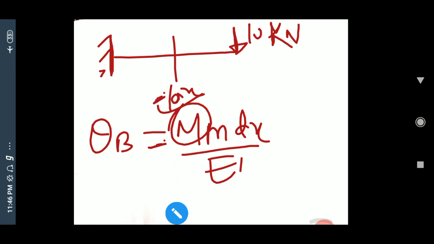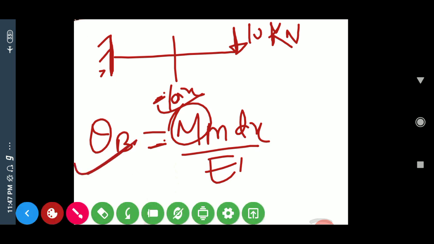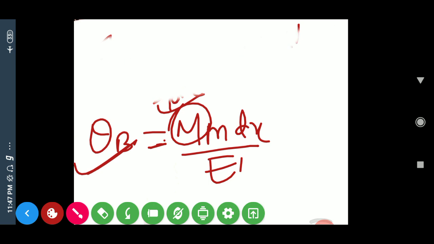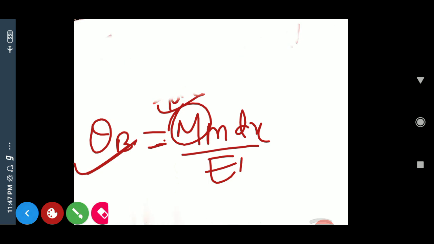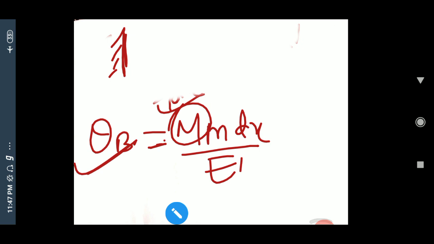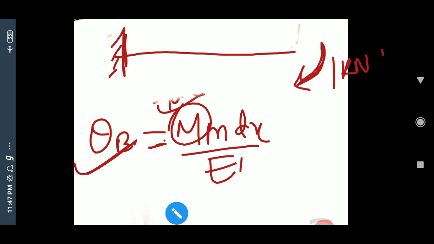And what was the small m? Small m was, we had to find this theta. So what we did, actually, we just removed all the loads, and we had to find this theta. So we applied a unit moment, and then we found the value of the moment at any point on the beam over here.